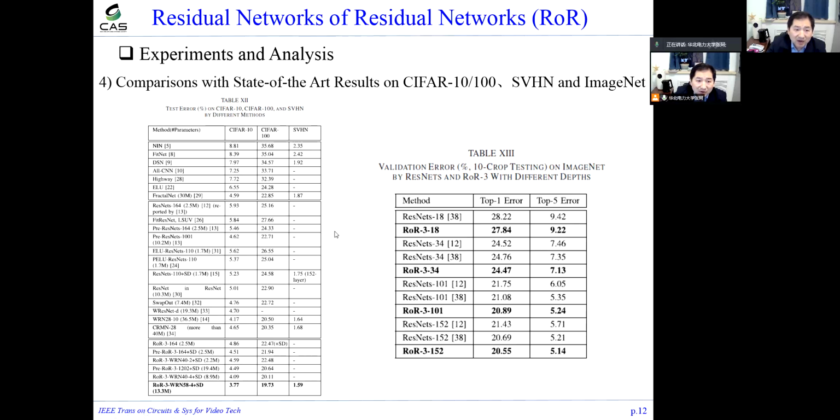Particularly, our RoR obtained single model errors of 3.77% on CIFAR-10 and 19.73% on CIFAR-100, which was state-of-the-art performance at that time. It was the first to get below 4% on CIFAR-10 and 20% on CIFAR-100. Also, we get better performance on ImageNet.